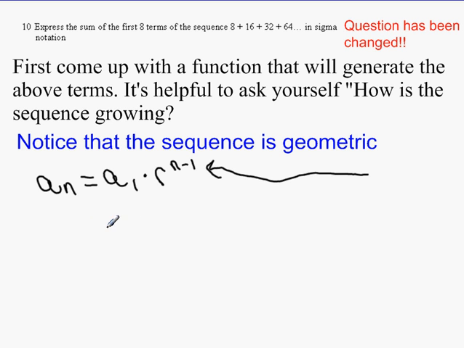Okay, so A1 is the first term, which is 8. R is the common ratio, so that's 16 over 8, and that's 2. So we have enough here. So we can express this sequence as 8 times 2 raised to the n minus 1.